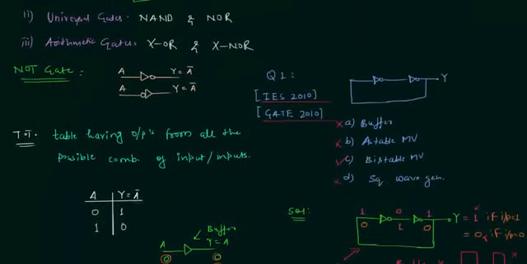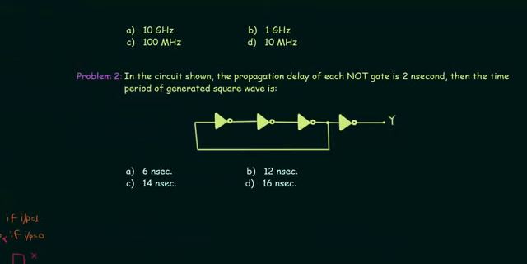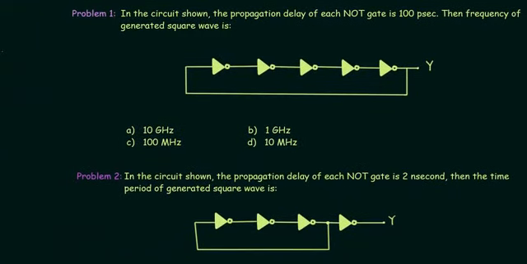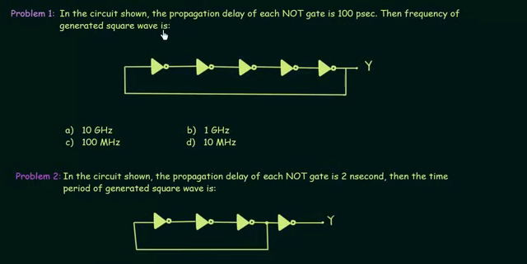The two homework problems are very important. In the first homework problem, we have a circuit having 5 NOT gates, and the propagation delay of each NOT gate is 100 picoseconds. So small t_PD is equal to 100 picoseconds, and we have to calculate the frequency of the generated square wave. Very simple. Once you have the time period, you can easily find the frequency as 1 by capital T.